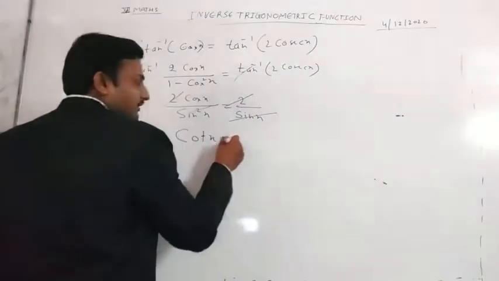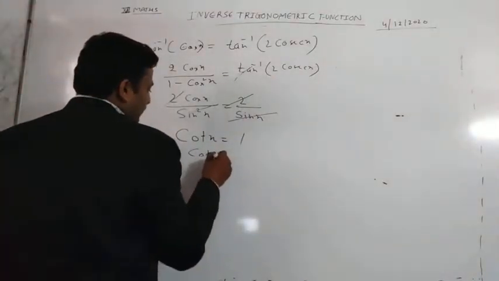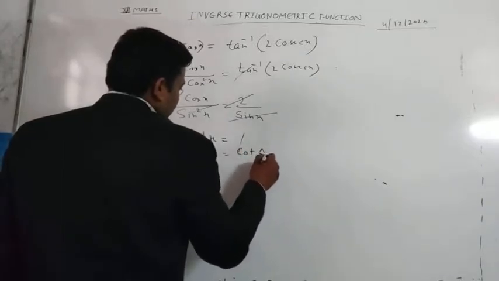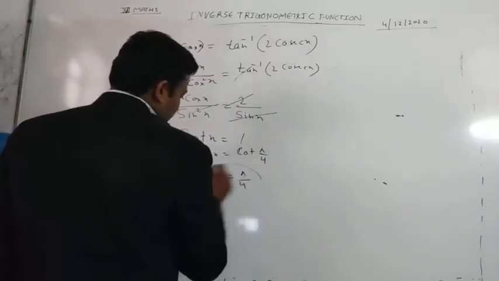So cot x is equal to 1. So cot x is equal to cot pi by 4. So x is equal to pi by 4.